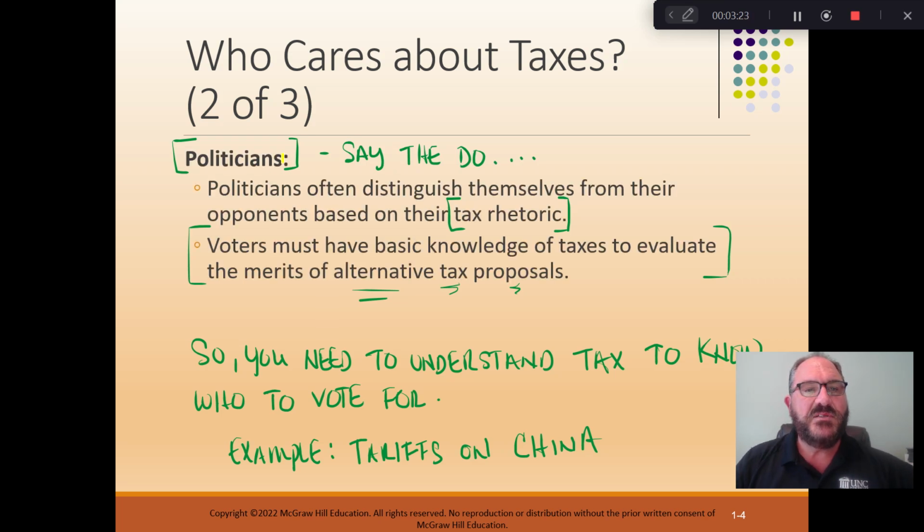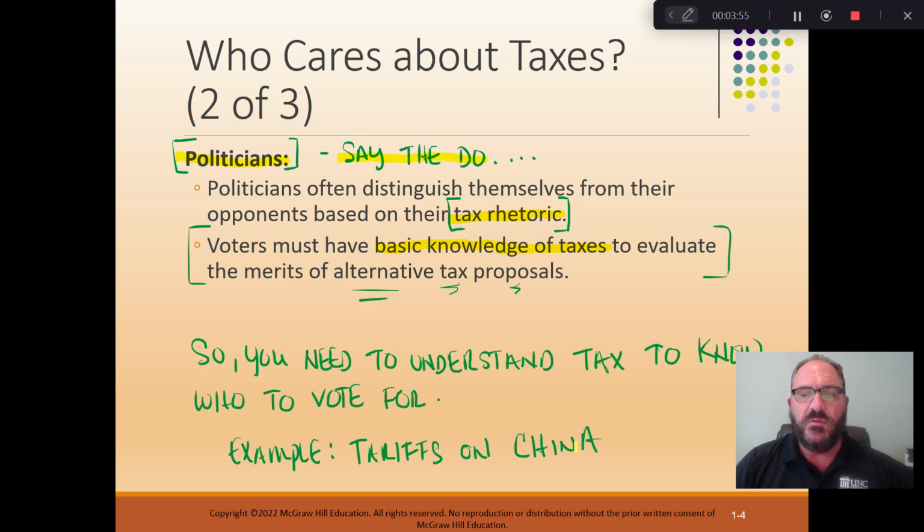Now, politicians. Who cares about taxes? Well, politicians say they do. So politicians distinguish themselves from their opponents based on tax rhetoric. It means what they yap about. The problem is, without having basic knowledge of taxes, it's impossible to evaluate what they say. People hear it, but they don't really know what it means. So you need to understand tax as part of who to vote for.